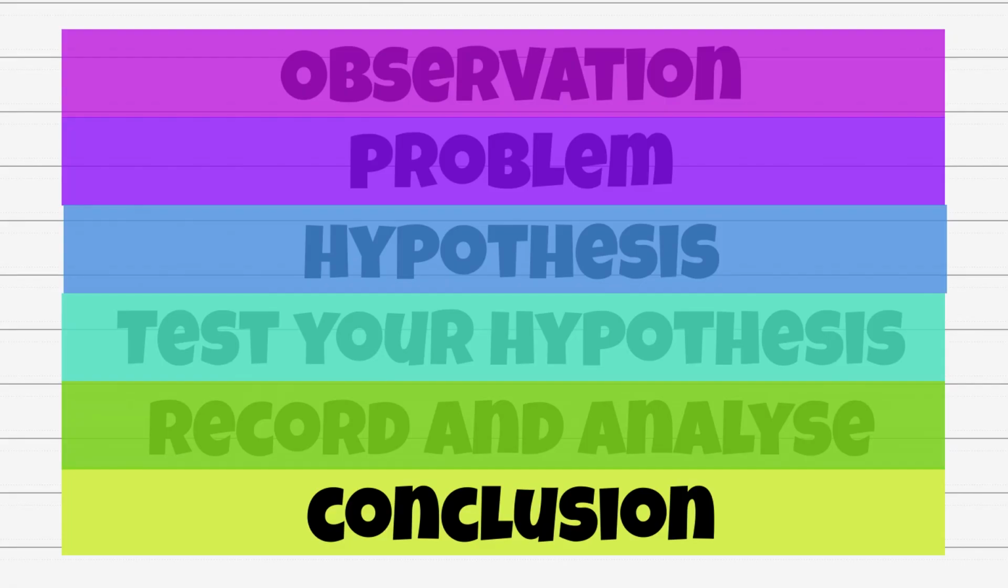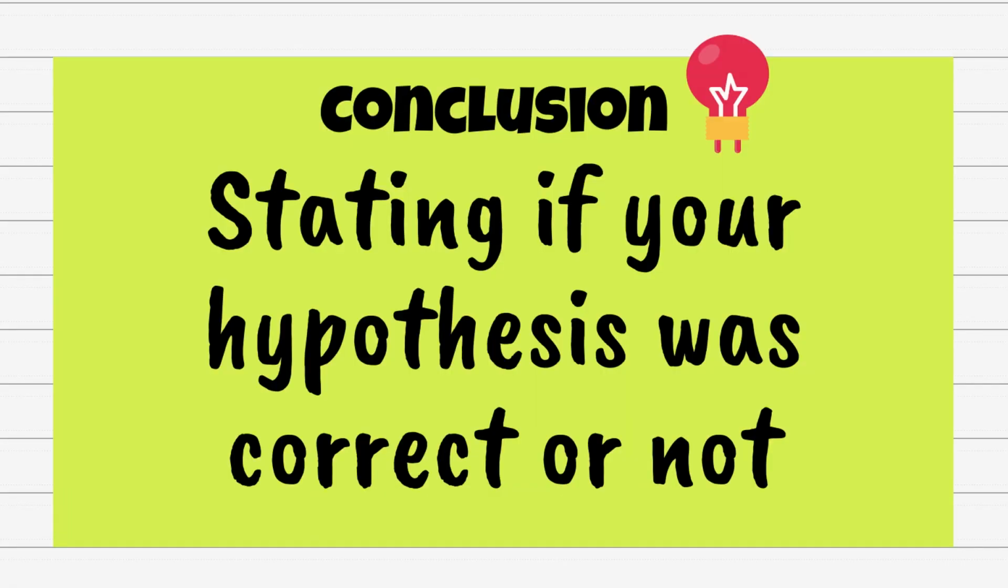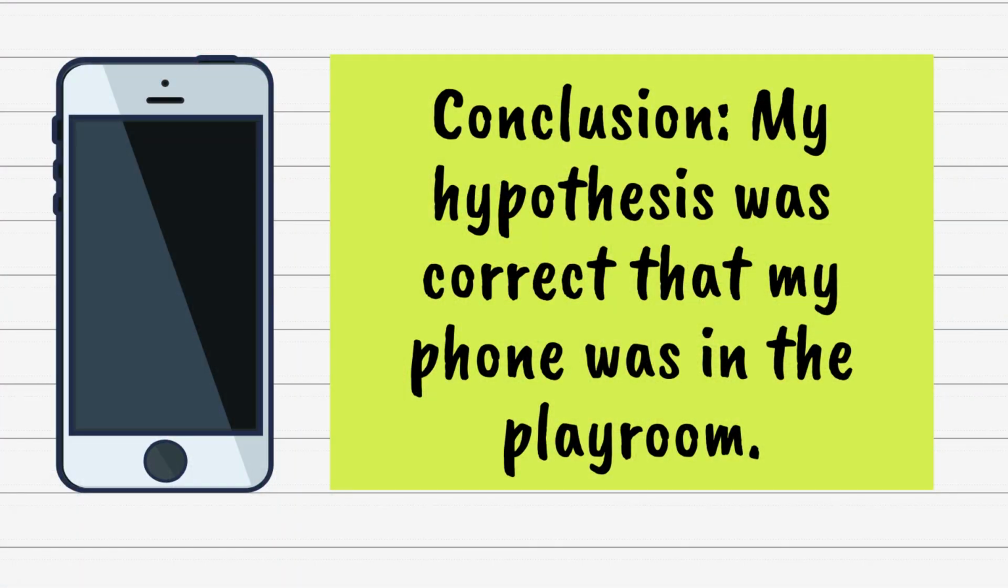To close everything off, we have the last step, which is the conclusion. This is the time wherein we accept or reject our hypothesis. If your hypothesis is correct, you can address it and close off the experiment. But if not, it's okay. You can create a new hypothesis and go through the same process again until you get the results that you are looking for. So using our example for the last time, we can conclude that our hypothesis was correct, that your phone was indeed in the playroom.